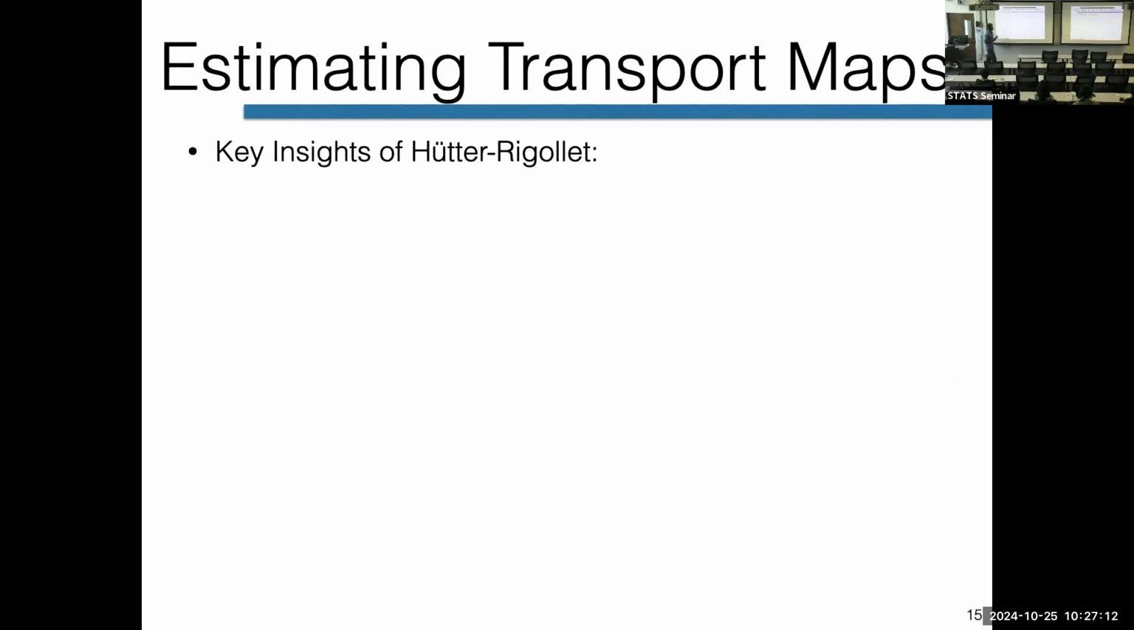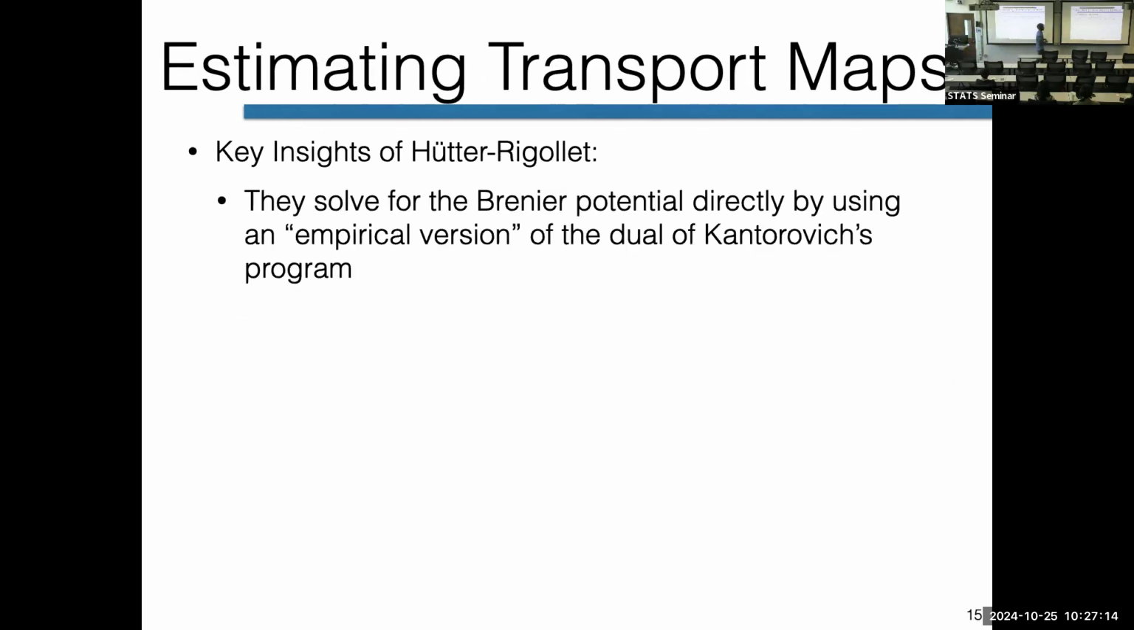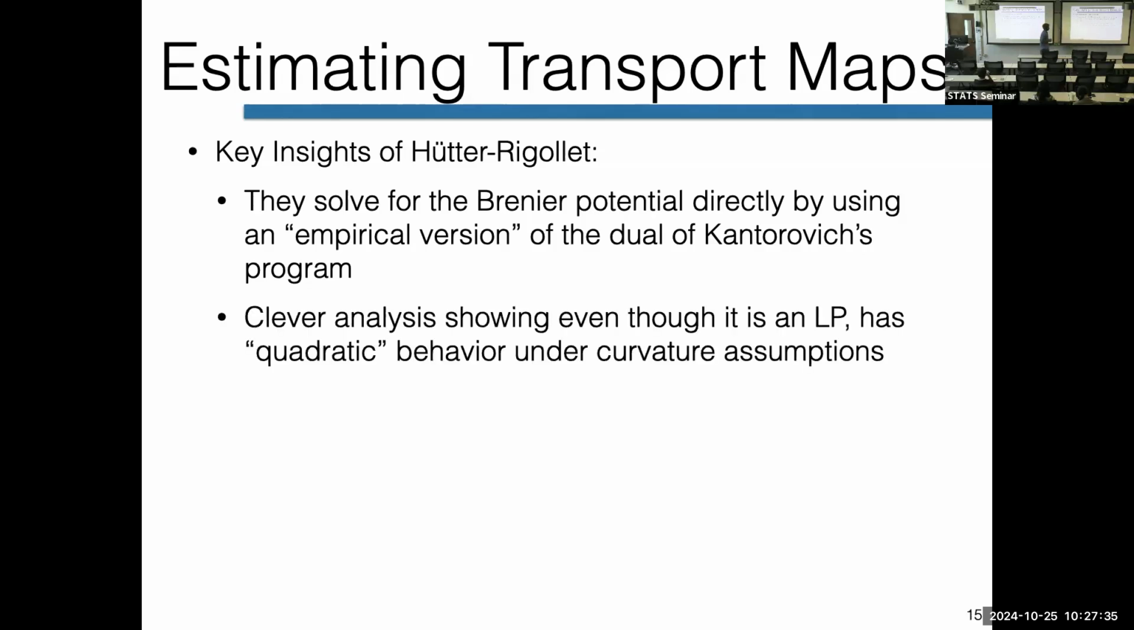So what is the drawback of what they did? So first, let me tell you what is the nice thing. How did they compute their estimator? They did not use one of these nice plugin estimators. What they did instead was they solved for the Brenier potential directly. Kantorovich had an LP, you can derive its dual, and then you can solve the dual. And then you can use that potential and say whatever its gradient is, that is your estimate of the transport. And so that's roughly what they did.